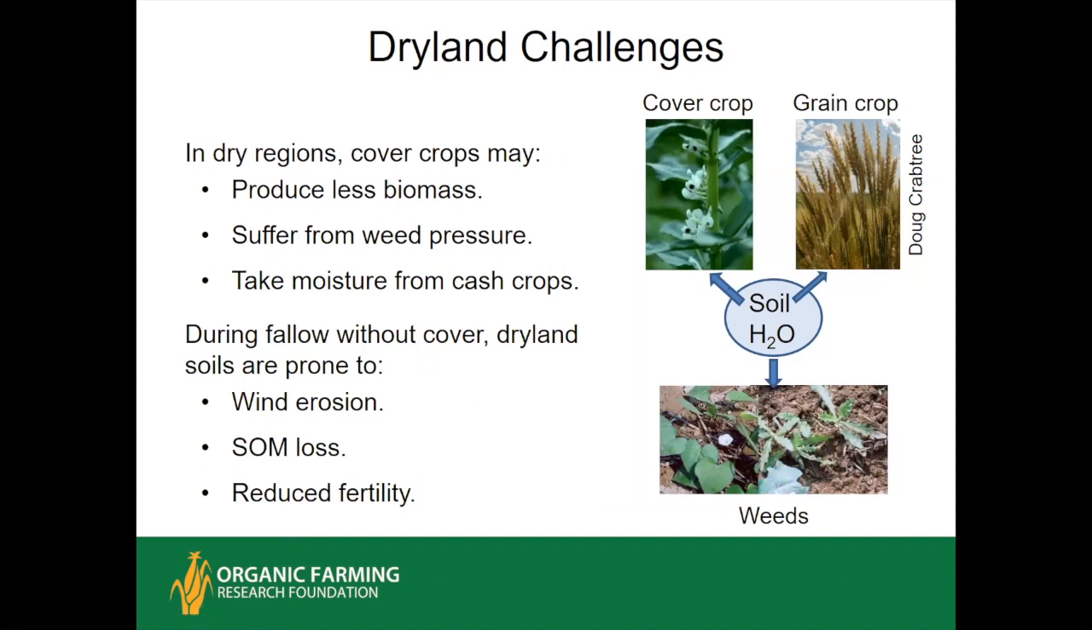Now, if you have an extended fallow period, the dryland soils are especially prone to these forms of degradation: the wind erosion, the loss of organic matter, and reduction in fertility. The soils are inherently more fragile, and when there's no cover and that strong wind comes up, it can be really bad.